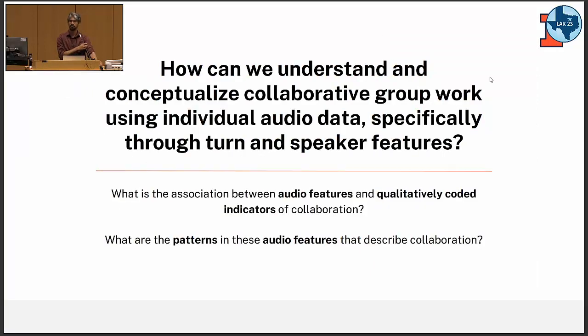The big research question we have is, how can we understand and conceptualize collaborative group work using individual audio data? I'll go through what that means soon, specifically through turn and speaker features. The sub-question for that is, what is the association between audio features and qualitatively coded indicators of collaboration, and what are the patterns in these audio features that describe collaboration?